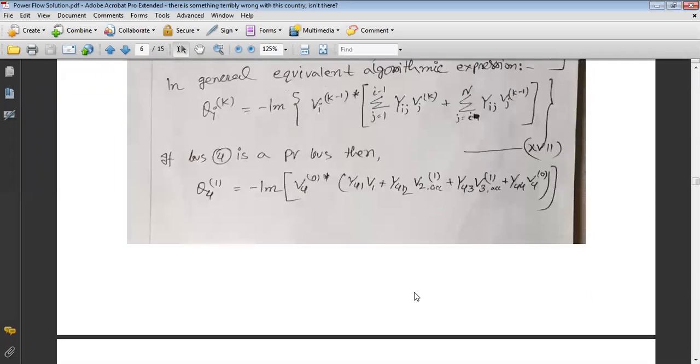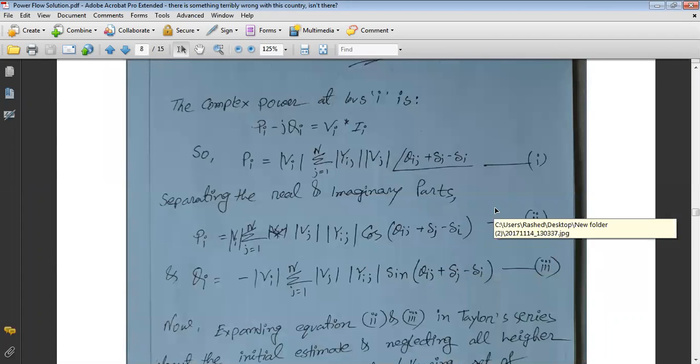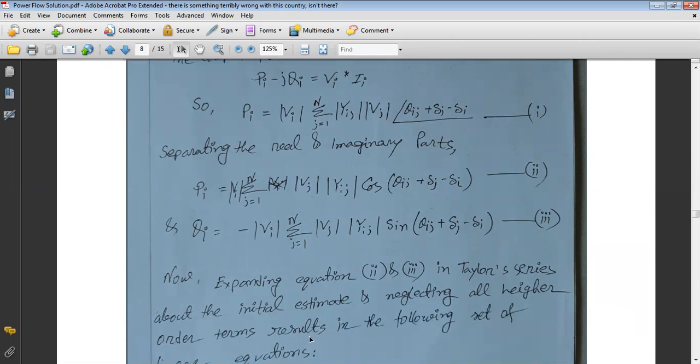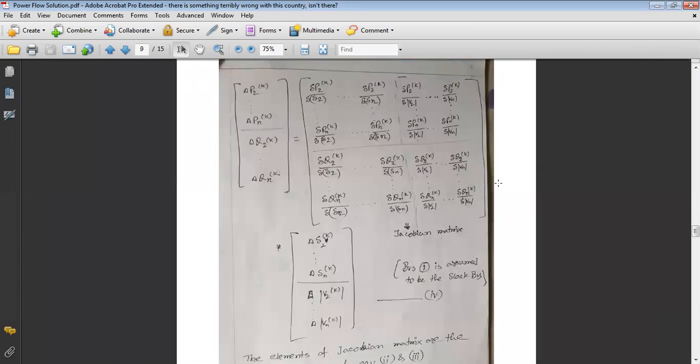So now we need to discuss the Newton-Raphson method. This is another solution process by which we can solve the load flow problem. This is the Newton-Raphson method equation actually. This is the real power equation, and this is the reactive power equation, P and Q. Now if we expand the real and reactive power equations in Taylor series formula, and neglect the higher order terms, we can find this type of complex equation actually.